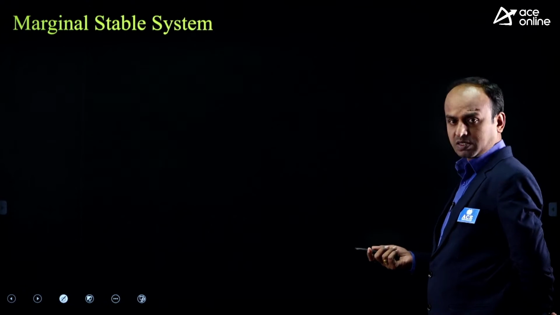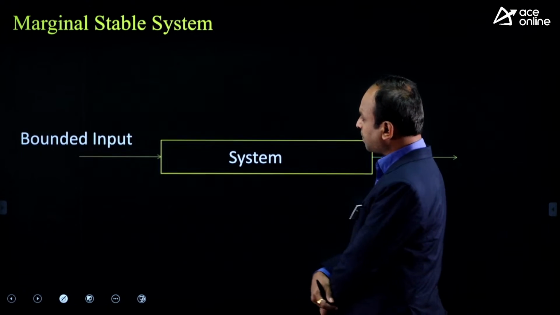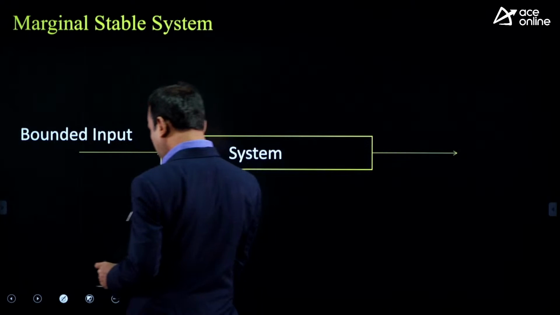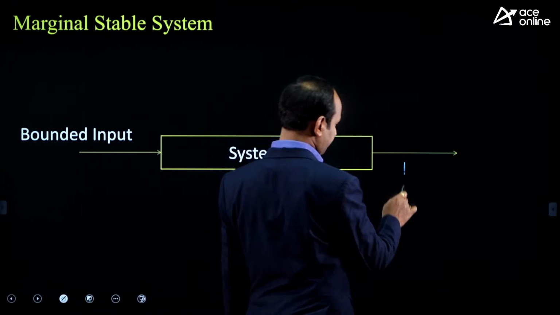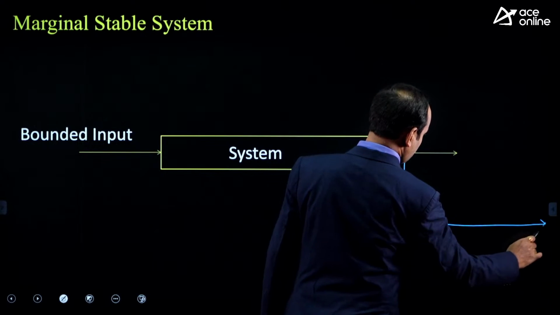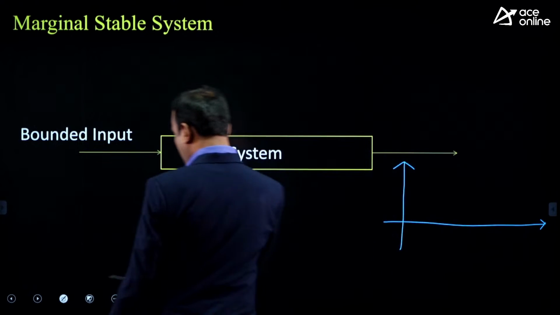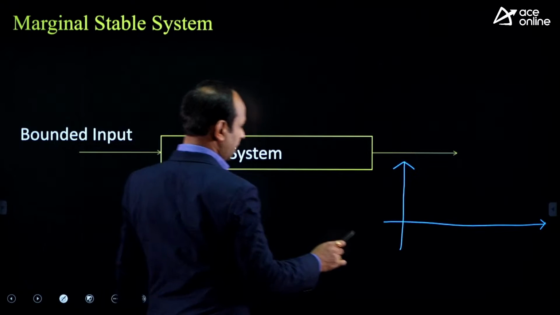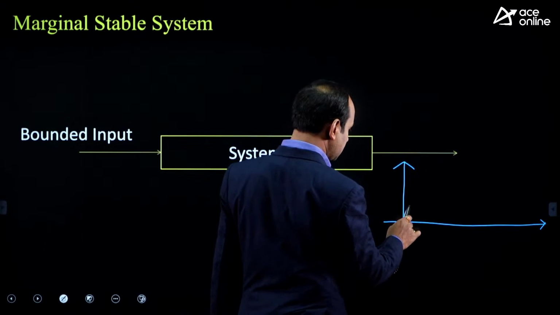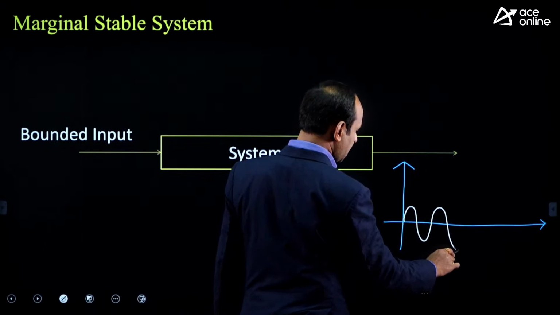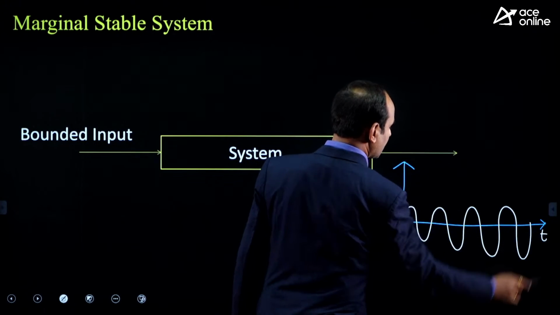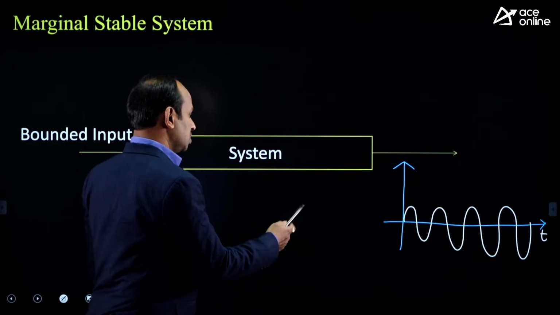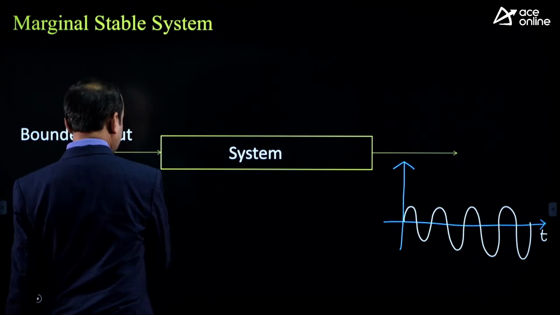Now the third type of system. What is the third type of system? The input is bounded only, but the output is neither bounded nor unbounded. This type of system is called a marginal stable system. It is neither zero nor infinity. It continuously makes oscillations. This type of system is called a marginal stable system.